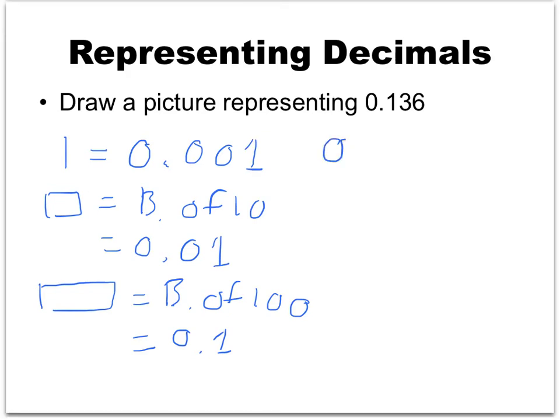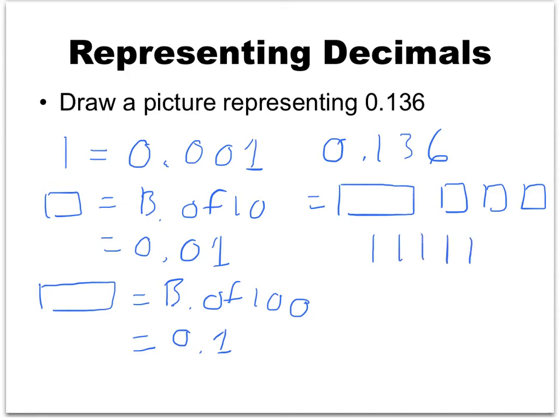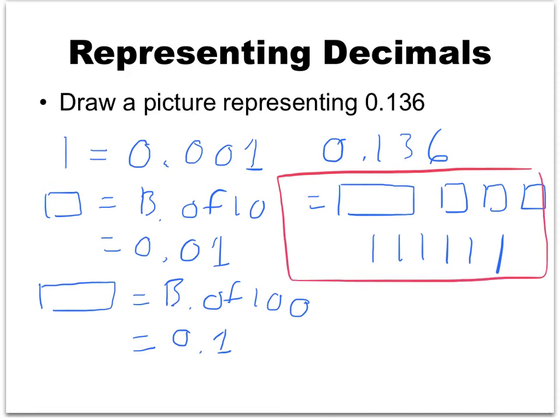So now my number 0.136 represents 0.1, which is a bundle of 100, and then 3, that's 3 bundles of 10, and then the 6, that's 6 individual items: 1, 2, 3, 4, 5, 6. And so here's my picture representing that number 0.136. Now notice that it's the exact same picture that we used to represent the number 1.36.